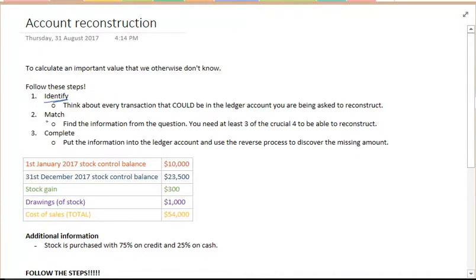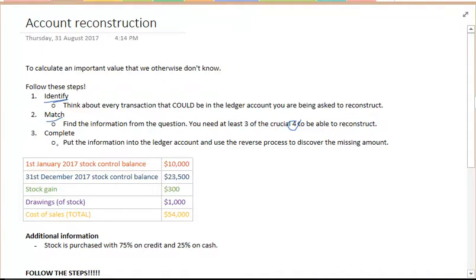Step 2 is to match. So from what we identified in step 1, we need to find that information, those values, from the question. This could be in a written form, or we might have to look through budgeted financial statements to find the information. Or it could be in additional information afterwards, so we need to make sure we look very hard. There are 4 crucial bits of information we need. We need at least 3 of them, with the 4th one being what we're finding out.